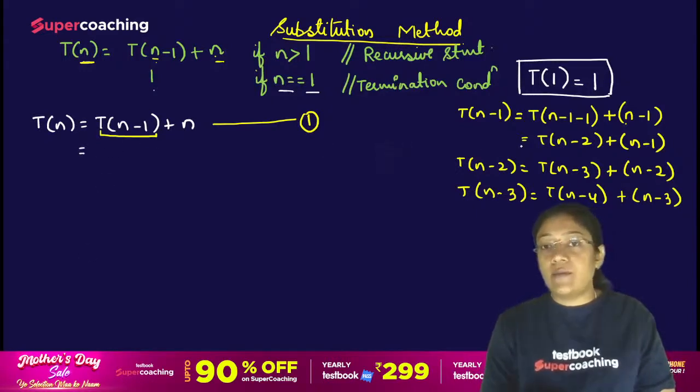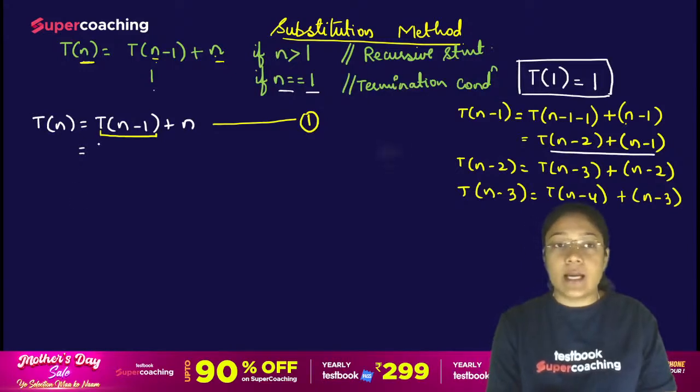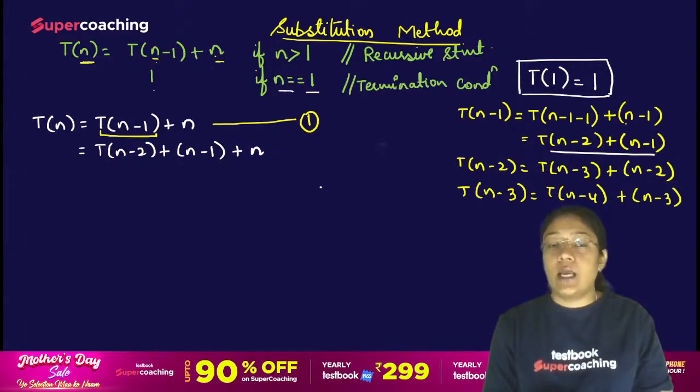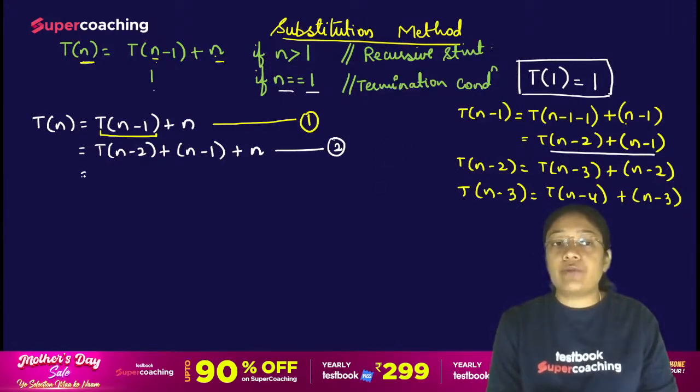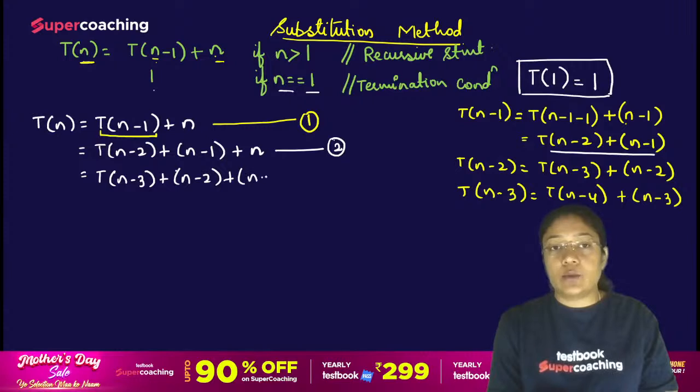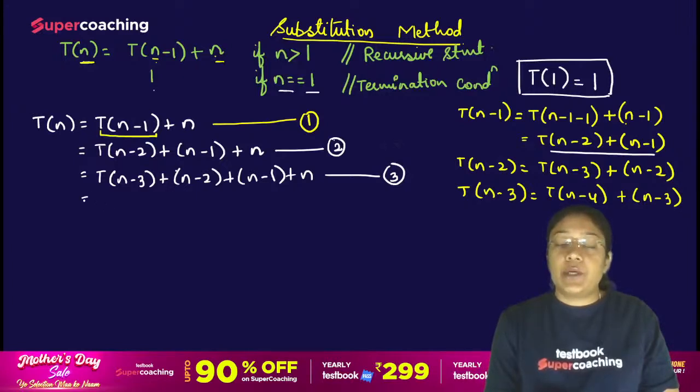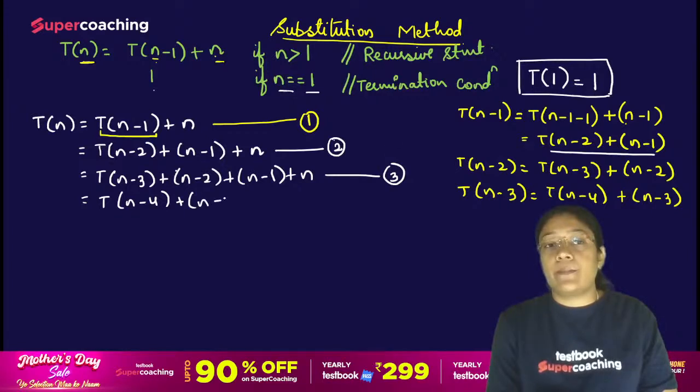T of n minus 1 की value substitute करो. It is containing two terms, that is t of n minus 2 plus n minus 1 plus n. Right? This is step 2. Now substitute the value of t of n minus 2, that is nothing but t of n minus 3 plus n minus 2 plus n minus 1 plus n. This is step 3. Substitute the value of t of n minus 3, it is t of n minus 4 plus n minus 3.